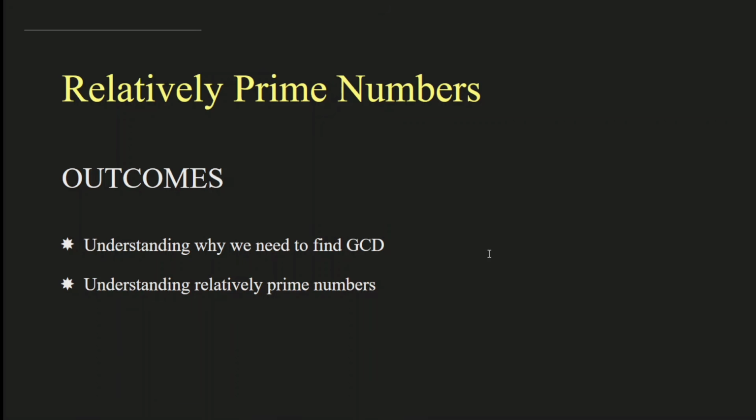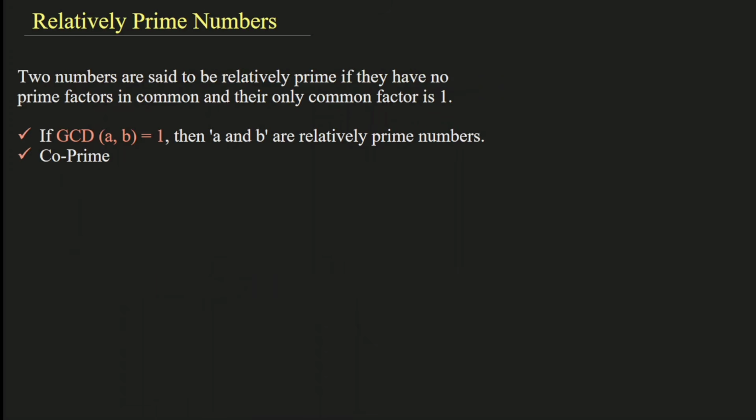GCD is also called the highest common factor. So let us see the definition of relatively prime numbers. Two numbers are said to be relatively prime if they have no prime factors in common and their only common factor is 1. What do you mean by this?